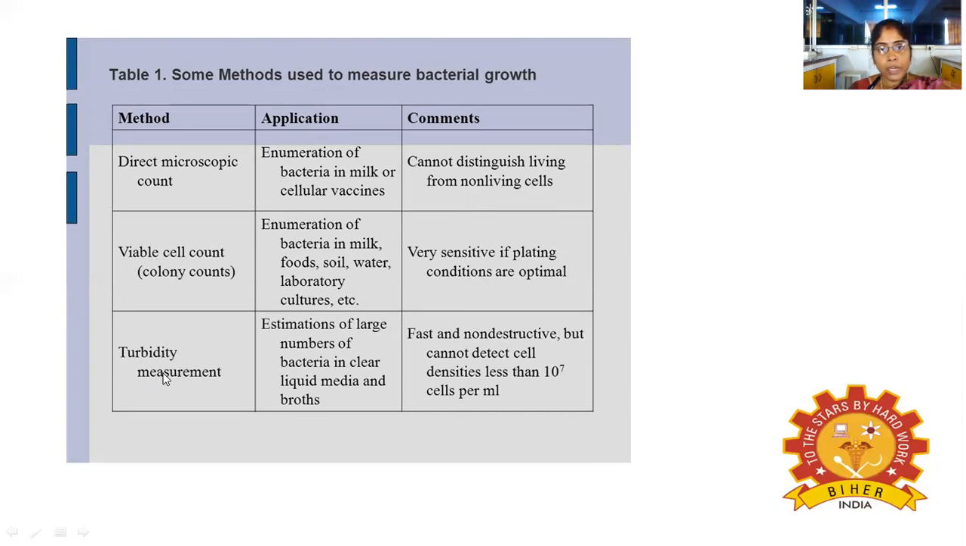Then, when you talk about turbidity, if the product of your microorganism is very turbid, there is a possibility that very little light passes through, so it cannot be used to determine the cell density. That is one disadvantage, but this method is fast and non-destructive.